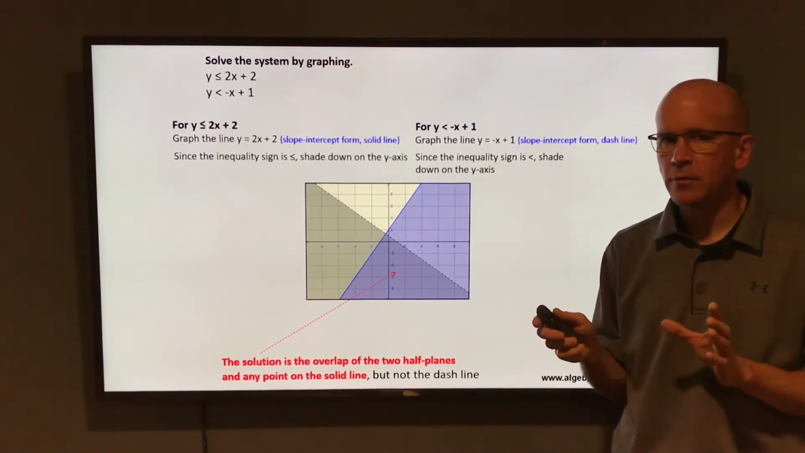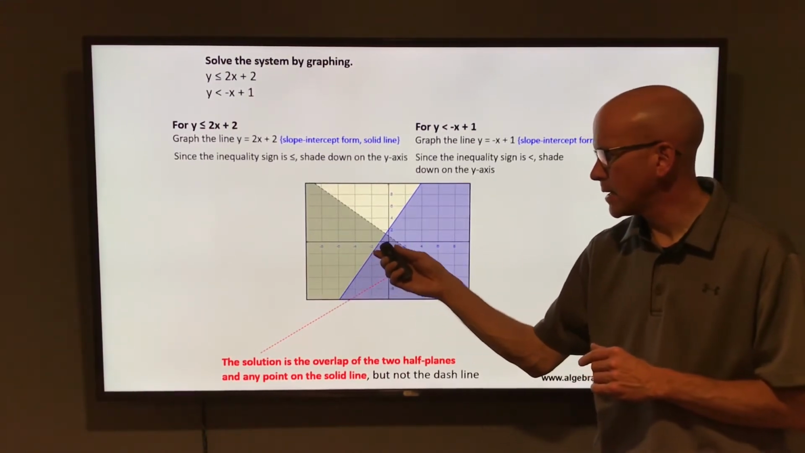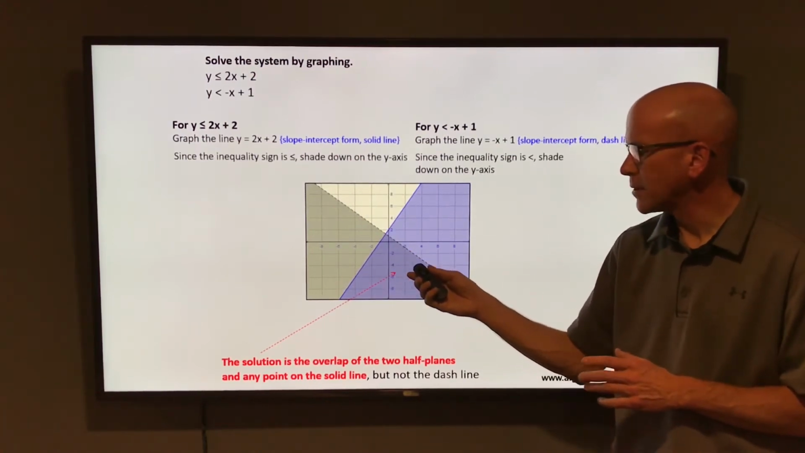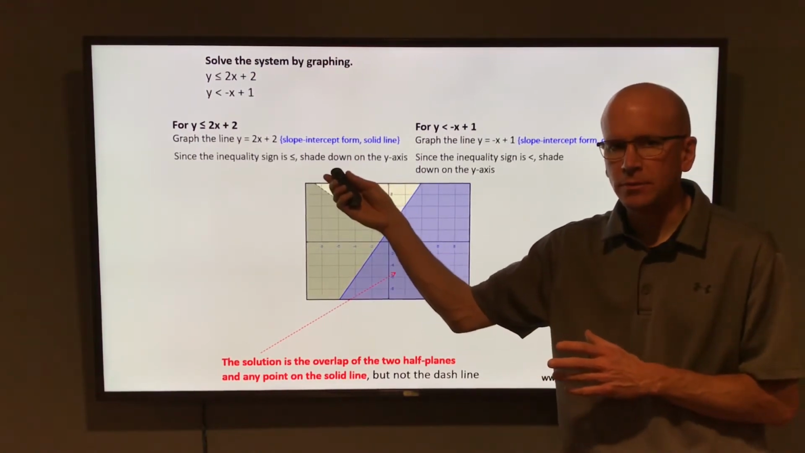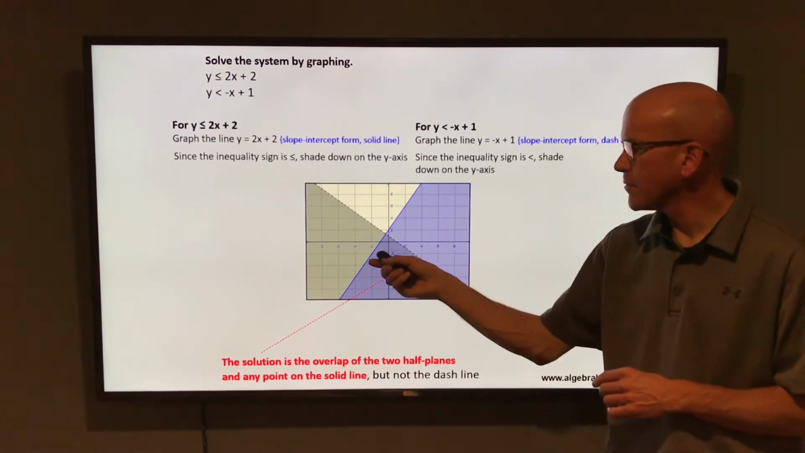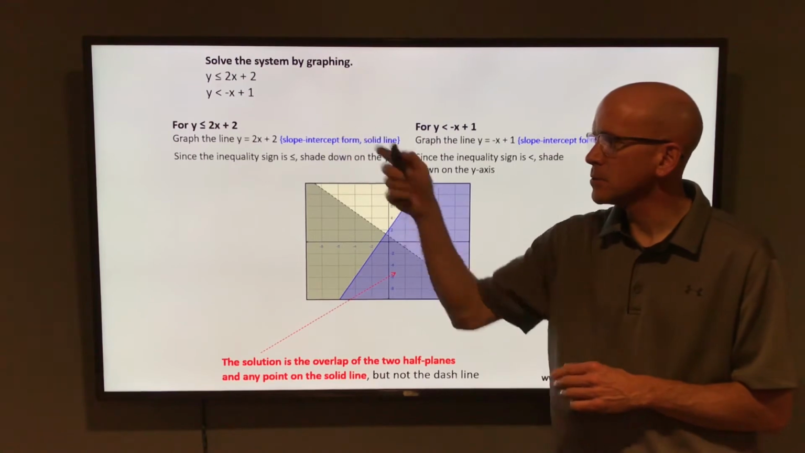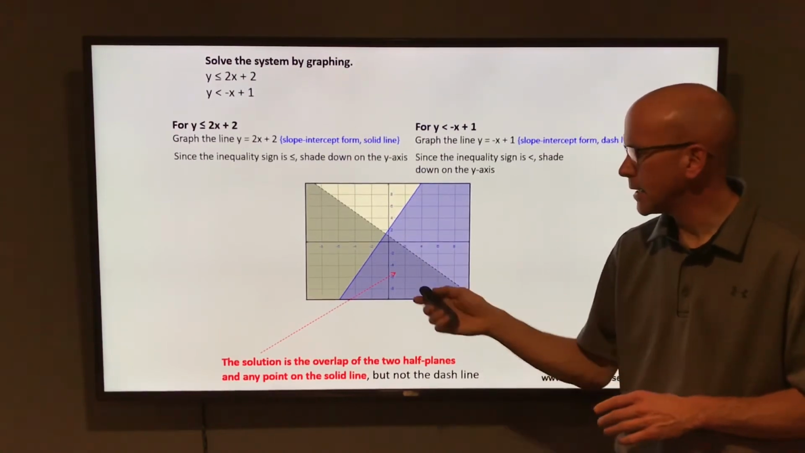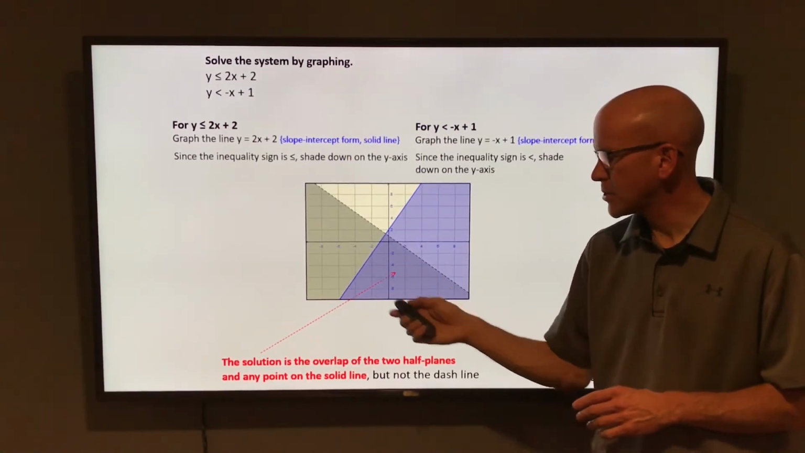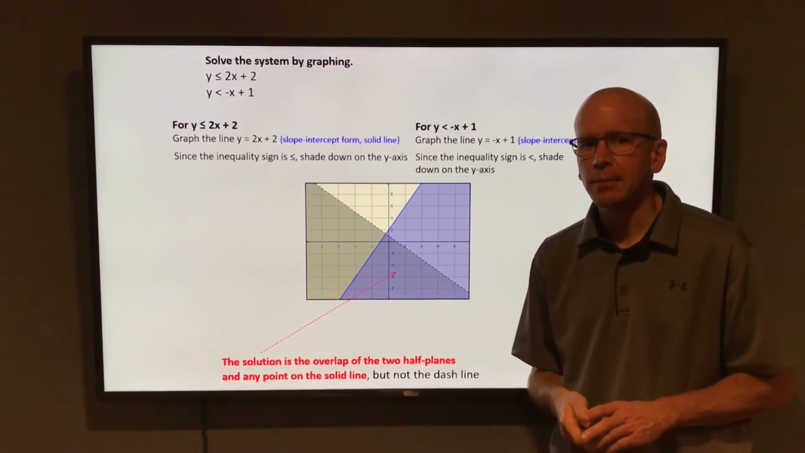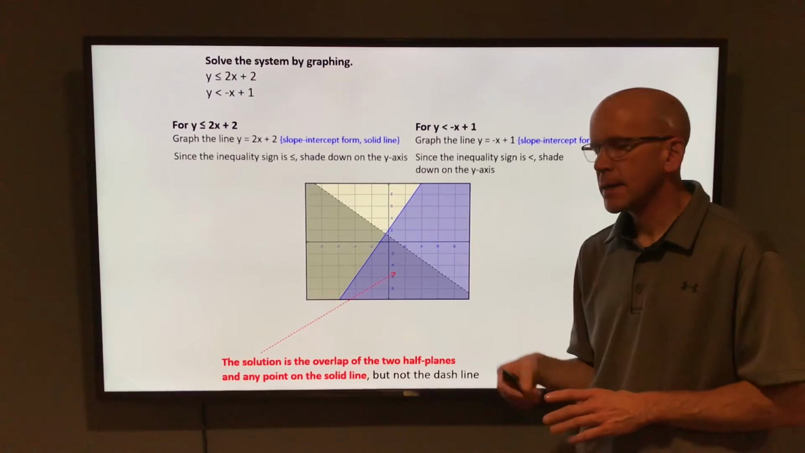Now, you got to be careful on the lines here. You have a solid line and a dashed line. The points on the solid line are solutions. The points on the dashed line are not solutions to that system. So all of these points in the shaded region, including the points on the solid line, are solutions to that system of inequalities. You take any x, y values in that shaded region, put them into both inequalities, it will make a true statement in both inequalities. That is the solution set.